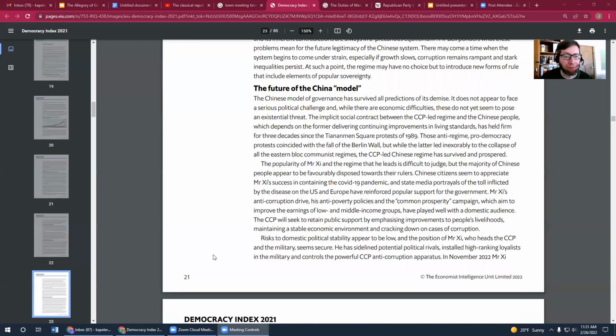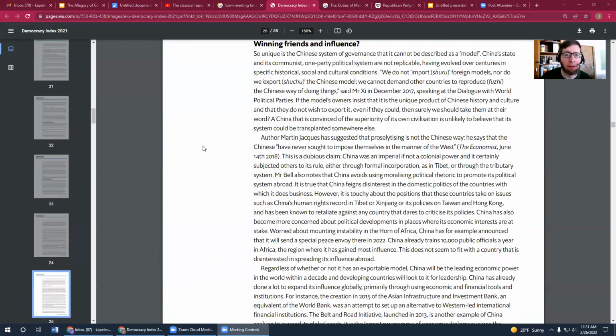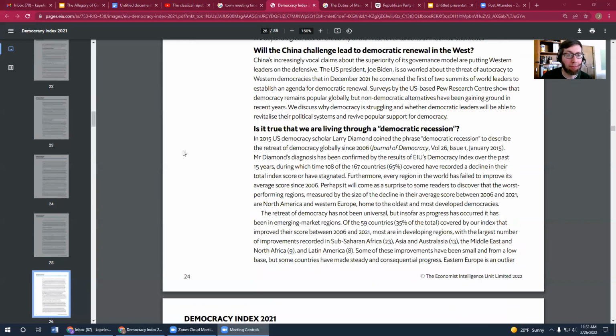Future of the China model. Winning friends and influence. That's talking about the Belt and Road system, where they're trying to build a lot of infrastructure around South Asia and Africa, and trying to open ports and trade routes so that there can be more opportunities for commerce with China. And there's issues with that, where they come in, building a lot of stuff, and if the country isn't able to pay them back, then they take control of what they built. They're in charge of port facilities in various places around the world now, and have a big footprint where previously they did not.